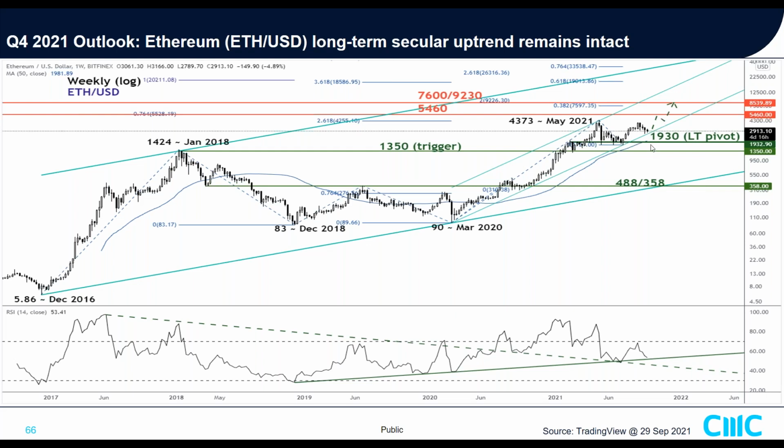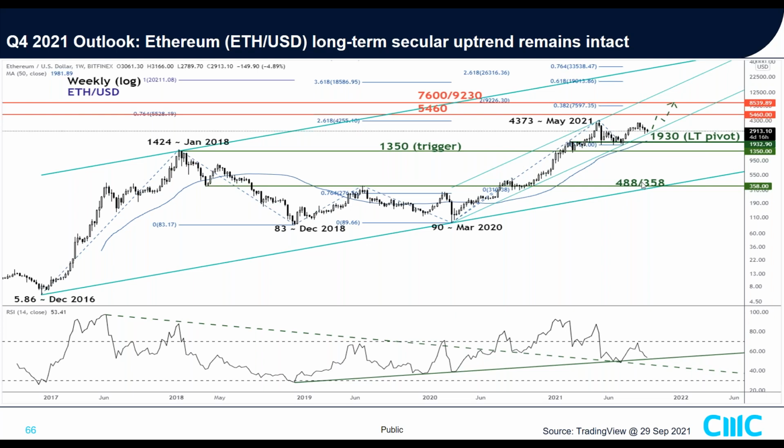So definitely if we start to see a weekly close below 1930, I've got to be very cautious. However, I have this downside trigger level here, 1350, which is the former swing high area of June 2018. If this level also starts to break down, then we potentially see a severe correction towards the lower boundary of this long-term ascending channel, which is 488/358. That's a huge drop back towards the bottom of this long-term ascending channel support level.